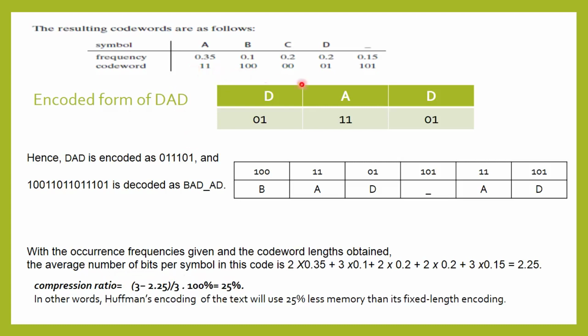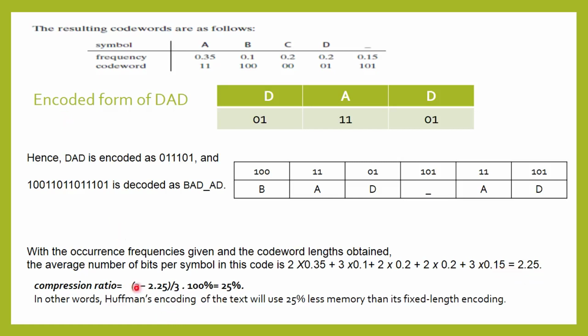So that's why you have to make use of the code word. First for A, how many bits are there in A? That is 2 bits, right? Into the frequency. Plus how many bits are there in B? 3 into frequency. How many bits are there in C? 2 into frequency, 0.2. Plus how many bits are there in D? 2 bits into 0.2. Plus how many bits are there in underscore? 3 bits into 0.15. So which is equal to 2.25.